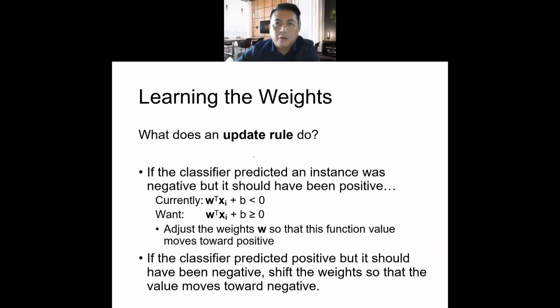Okay, so for example, if the classifier predicted the instance as negative, but it should have been positive, so the current is negative, but you want it to be positive. So what you need to do is adjust the weight so that this function value moves towards positive. To move from negative to positive, you need to add 2.